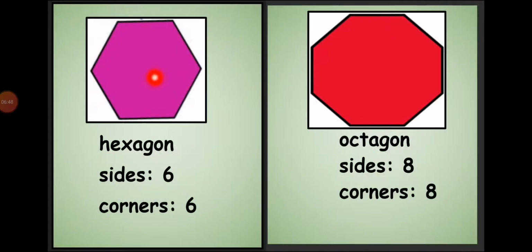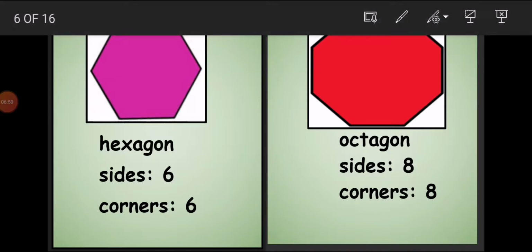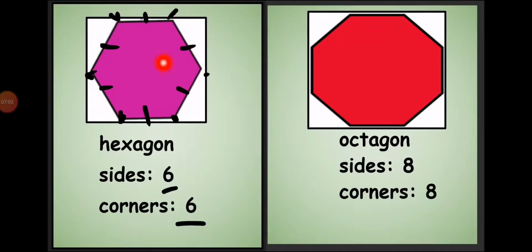Now, look at the next shape. First count the sides. 1, 2, 3, 4, 5, 6. It has 6 sides. Now count corners. 1, 2, 3, 4, 5, 6. 6 corners. This shape has 6 sides and 6 corners. It is a hexagon. A hexagon can be defined as a 6-sided shape.